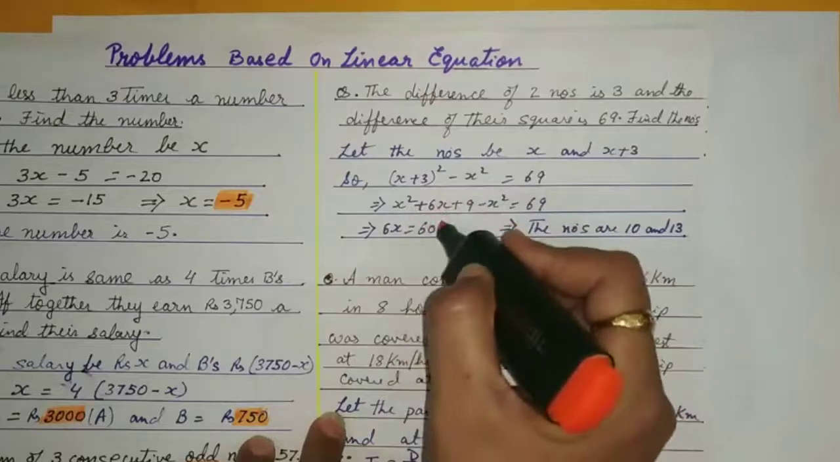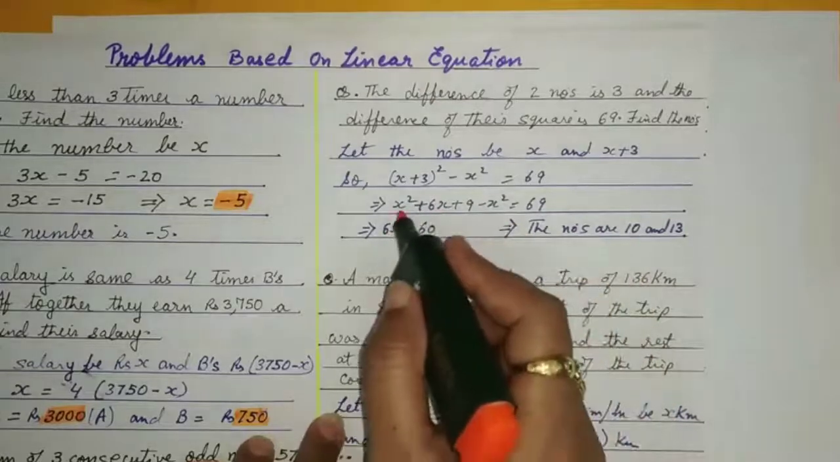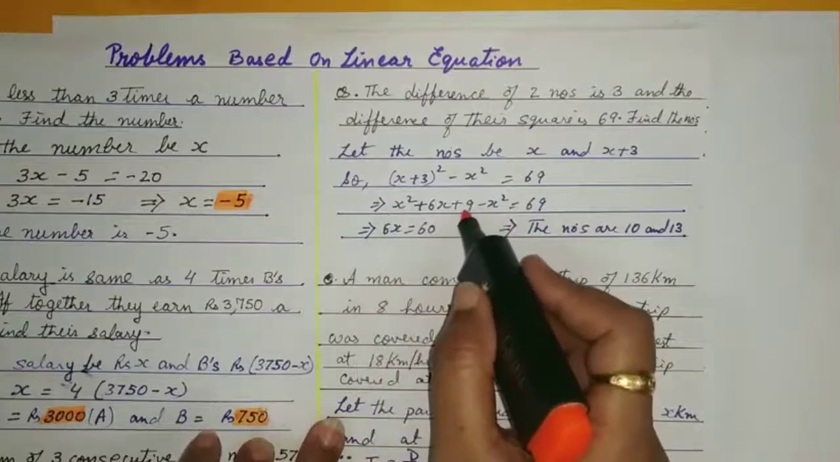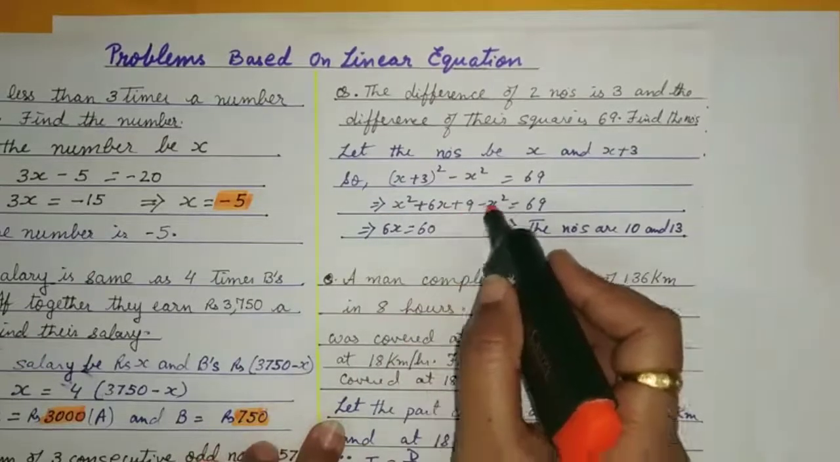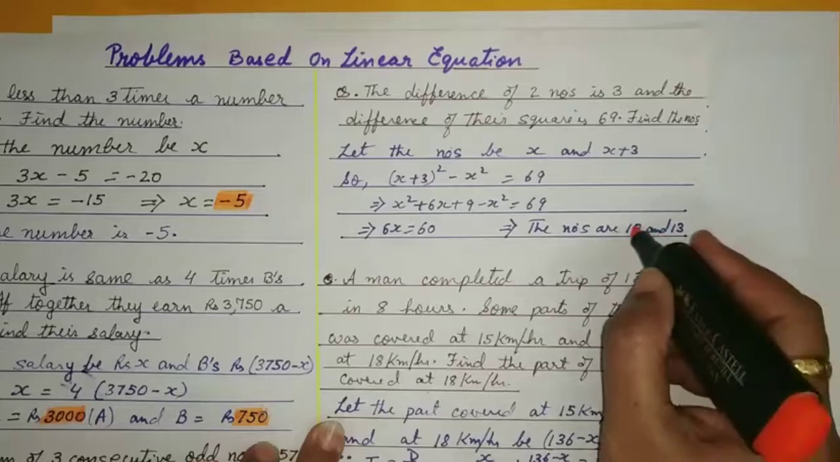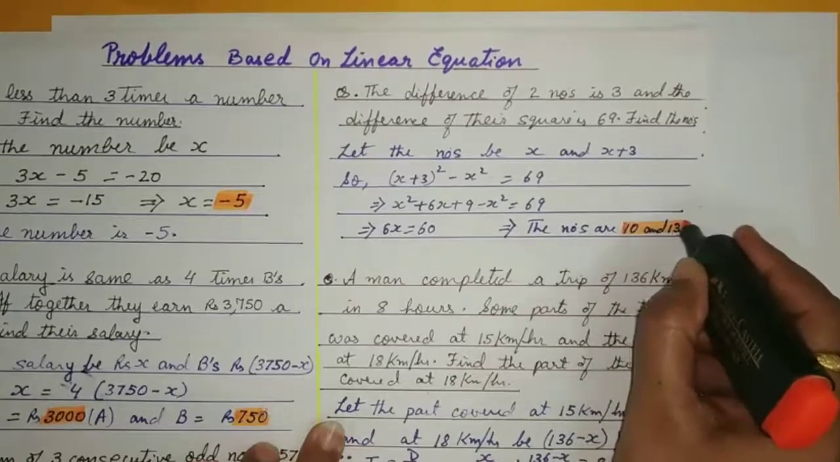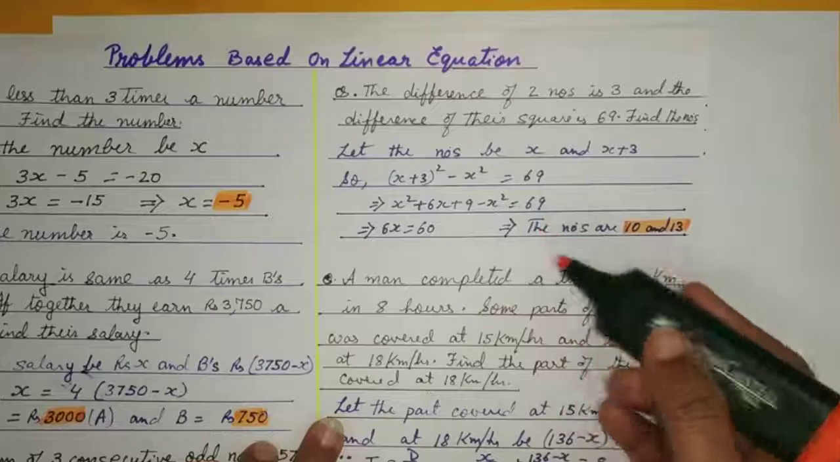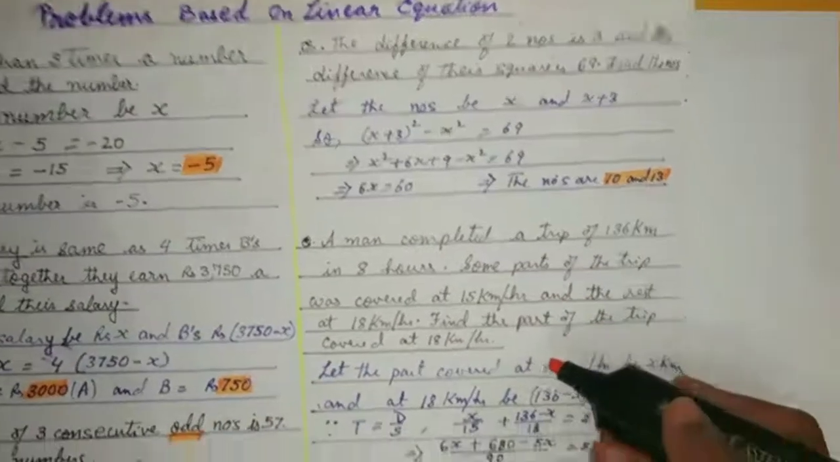Again we come to the formula. A plus b whole square is a square plus 2ab plus b square. On substituting, x square cancels. x is 10. So the other number, plus 3, is 13. This is very interesting. Okay, next.